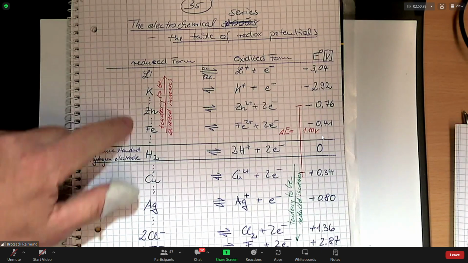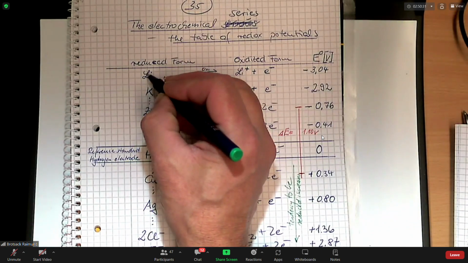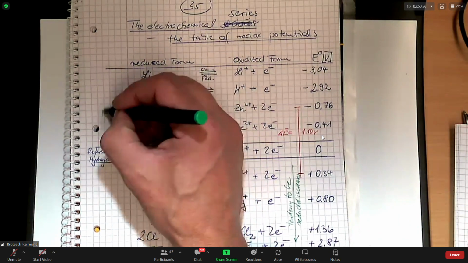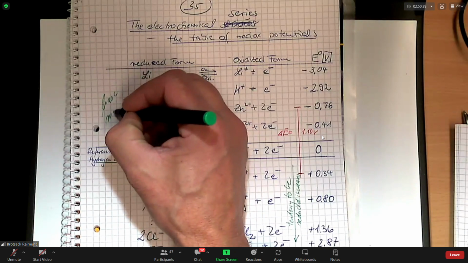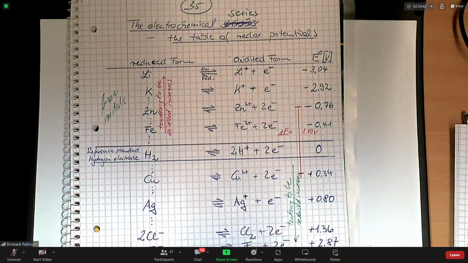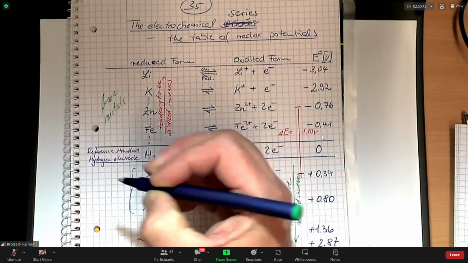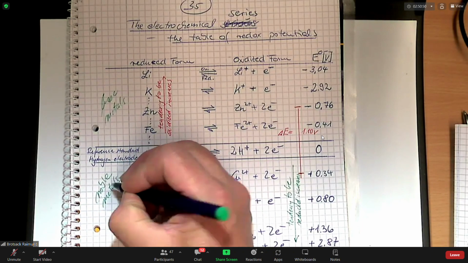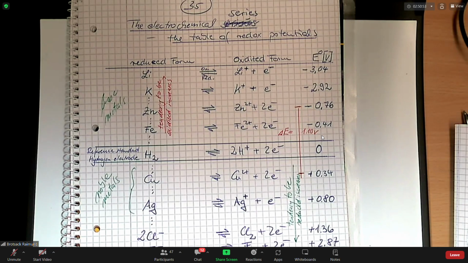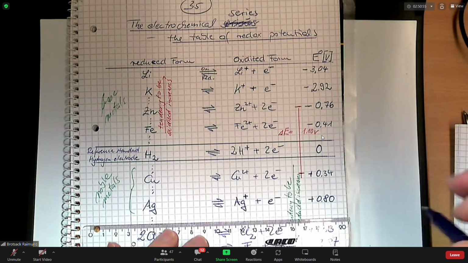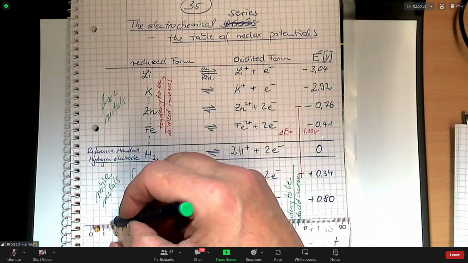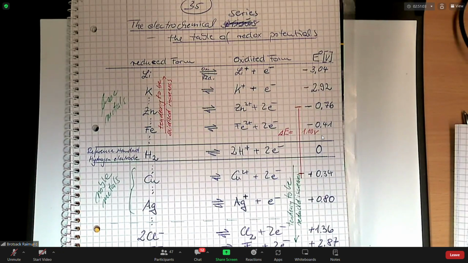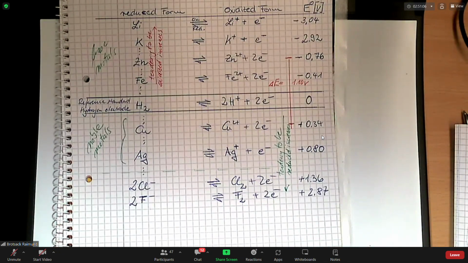Here, how do we call them? These are alkali, and all of them we call the base metals. And those here we call the noble metals. Of course, not the chlorine and fluorine, because this is not a metal. Here we have the halogens.